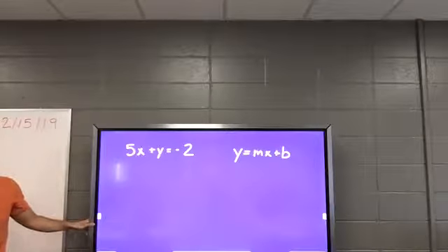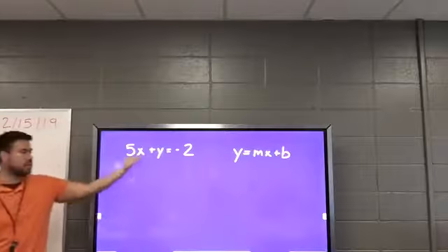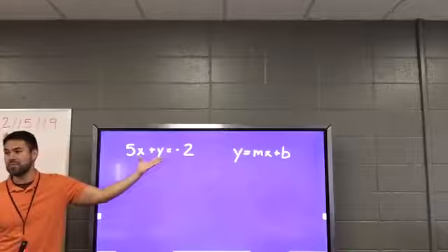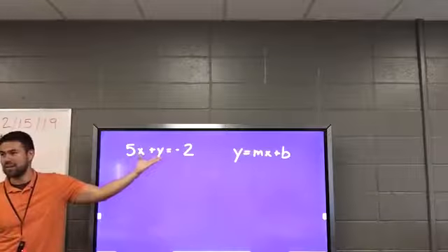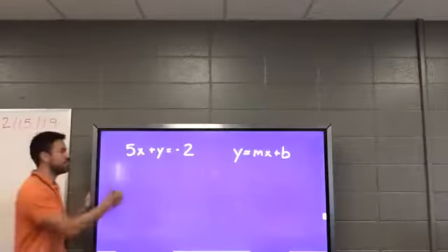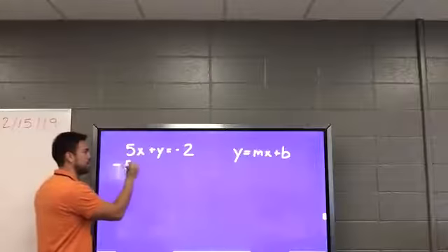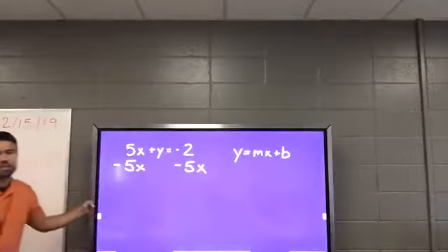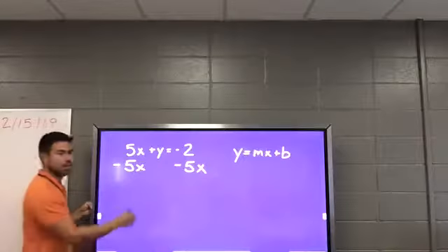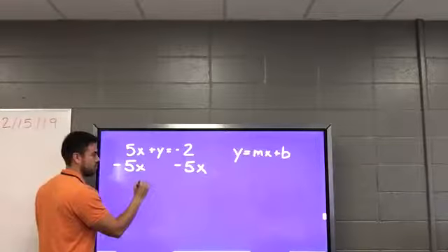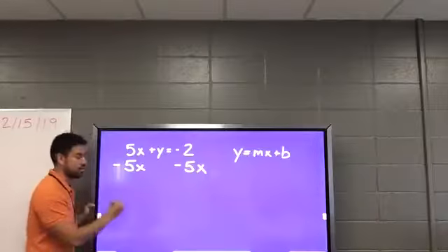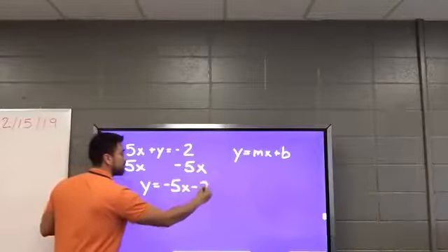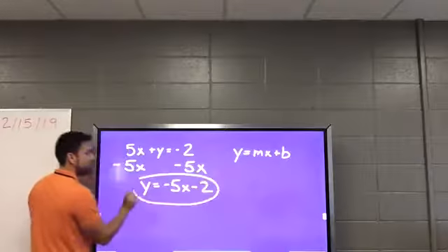Drew, what's happening to Y in this equation? With 5x. How do you undo that? Subtract 5x from both sides. And what am I left with? Philip. Negative 5x, y equals negative 5x minus 2. Is that slope-intercept form?